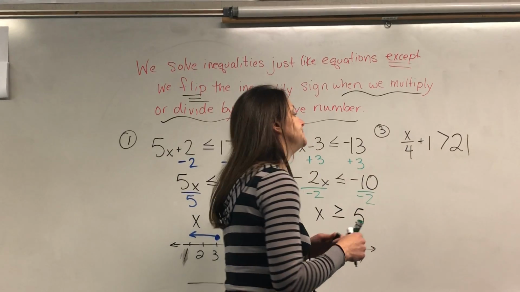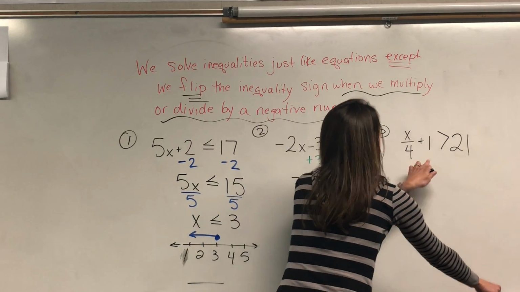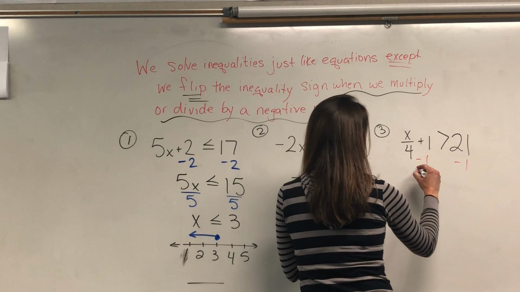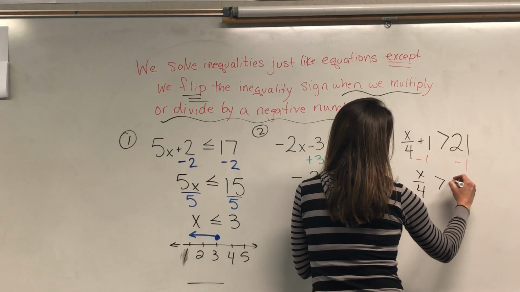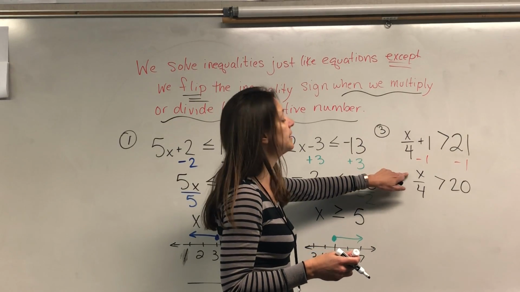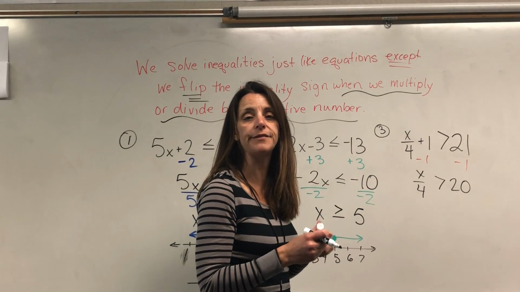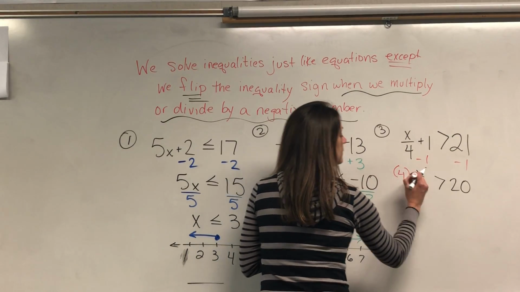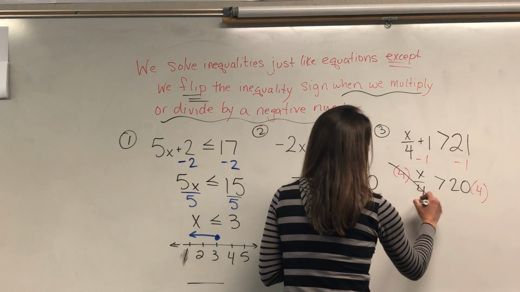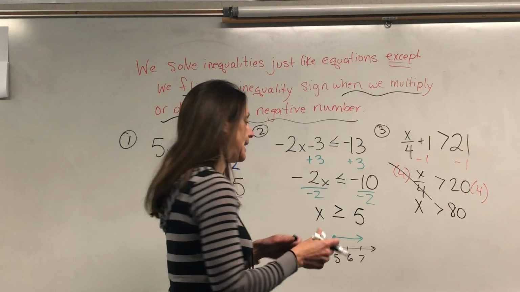Now this one looks a little tricky. It starts the same. The first thing I'm going to do is get rid of that 1. So how do I do that? I subtract both sides. Now the question is, how do I get rid of this? Well, currently x is being divided by 4, so what's the opposite of divided by? I multiply. What happens on this side? That goes away. And I'm left with x is greater than 80.